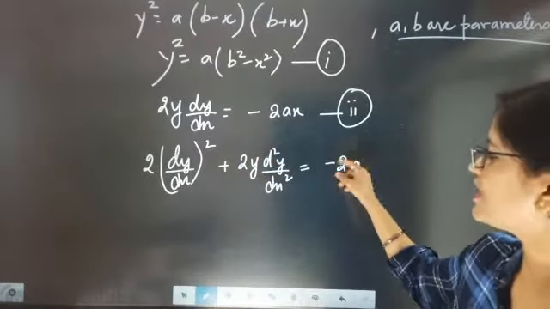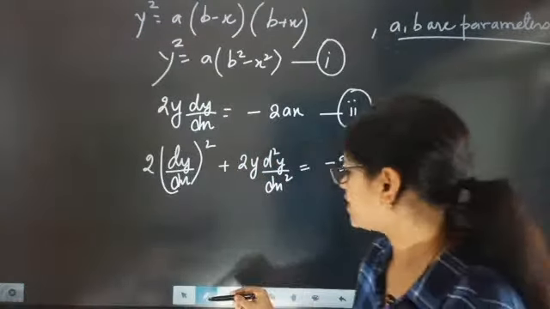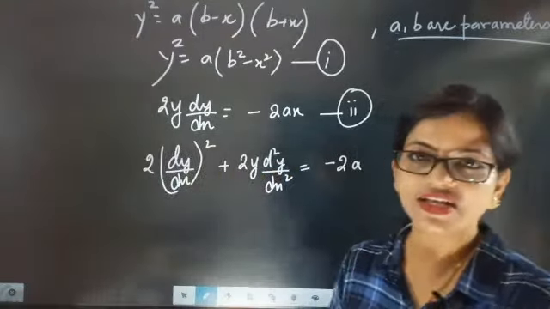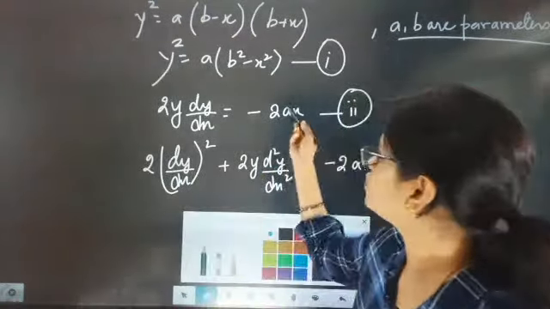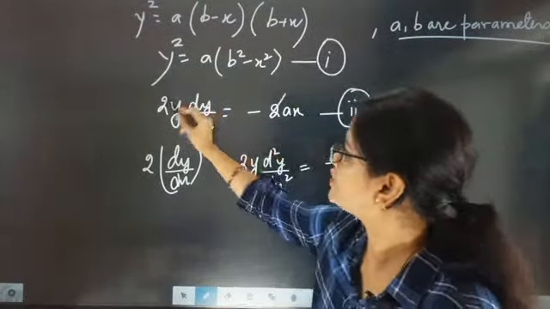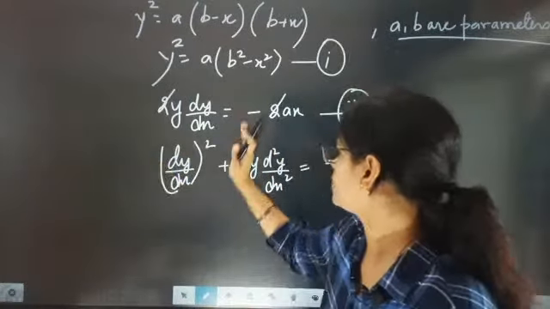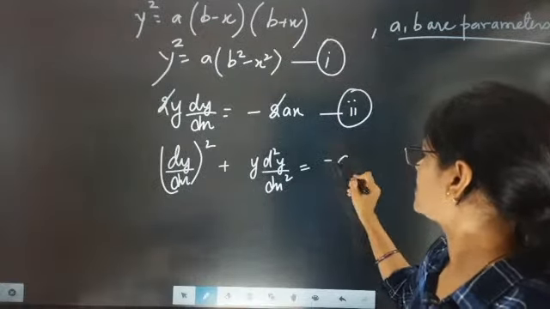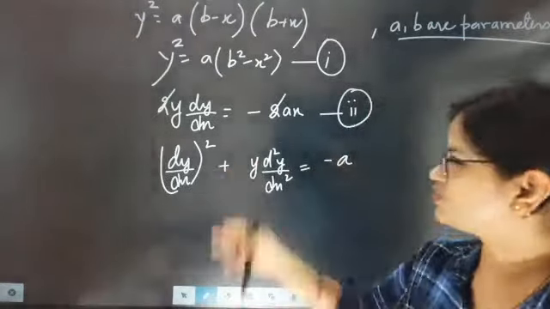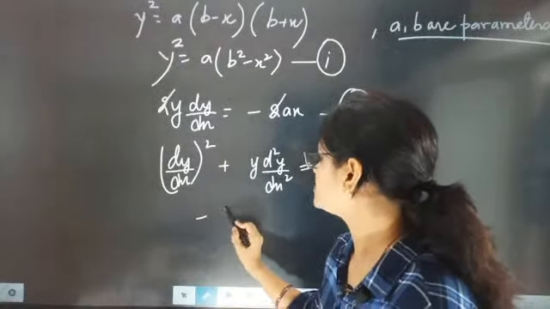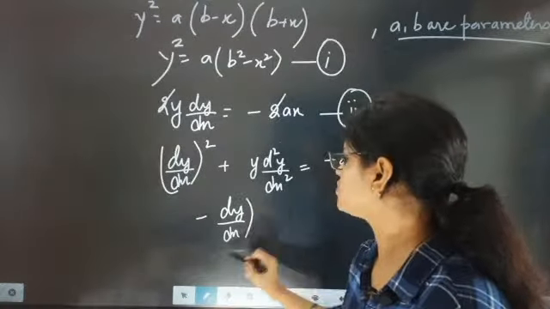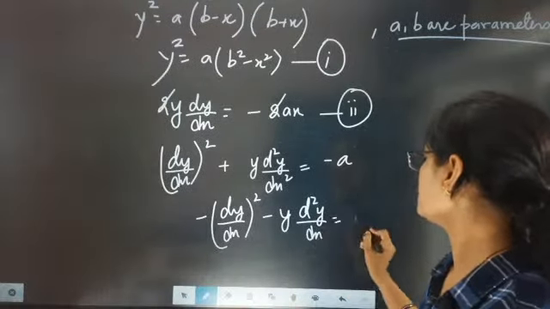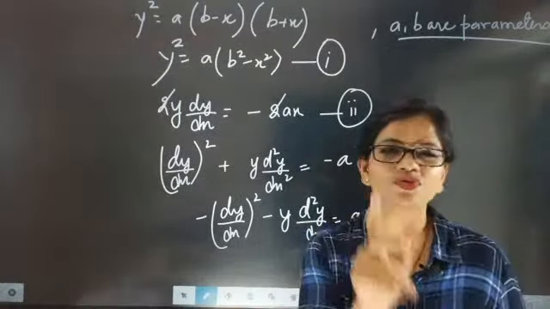Now this minus 2 we are going to shift to that side, so the 2s get cancelled, and it is coming as minus a. So first we shift the minus to that side, and it is going to come as minus (dy by dx) whole square minus y d2y by dx square equal to a. Now where do we have to substitute it?